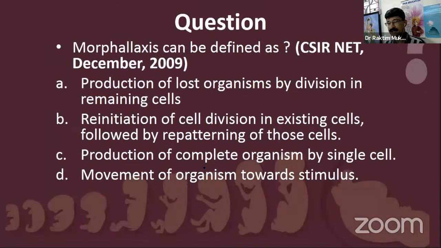Morphallaxis can be defined as, this is from CSIR-NET December 2009. Option A, production of lost organisms by division in remaining cells. Option B, reinitiation of cell division in existing cells, followed by repatterning in those cells. Option C, production of complete organism by a single cell. Option D, movement of organism towards stimulus.